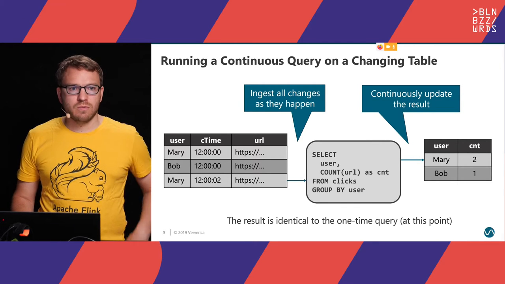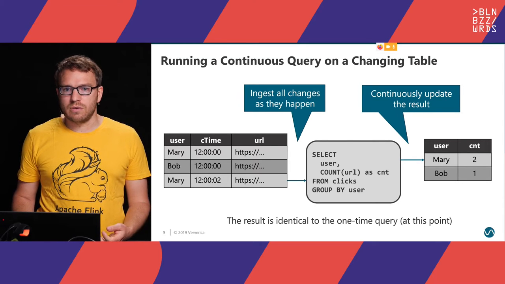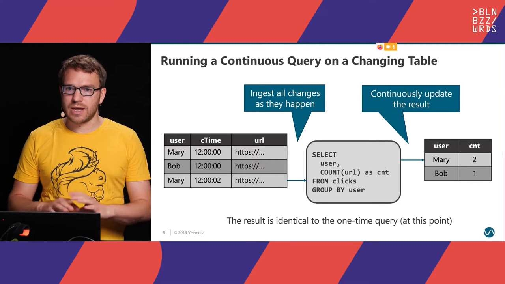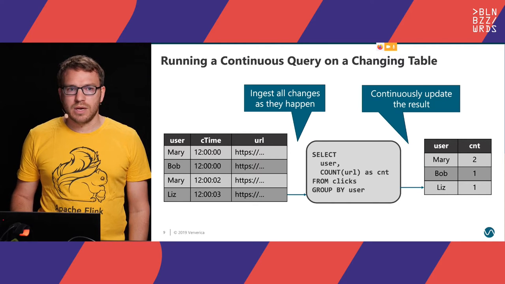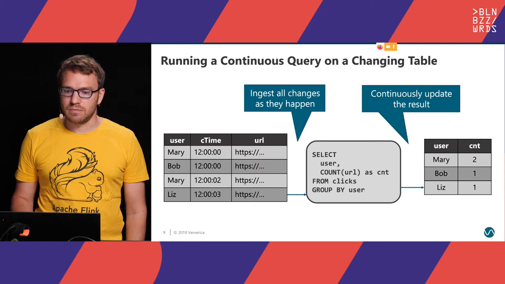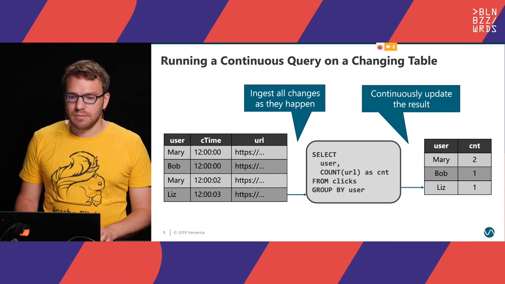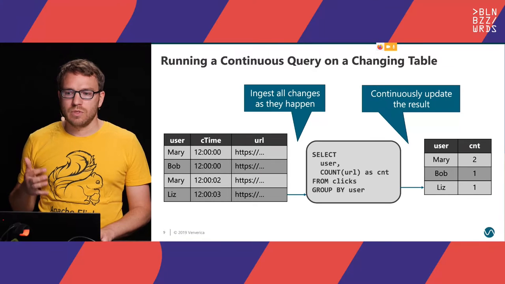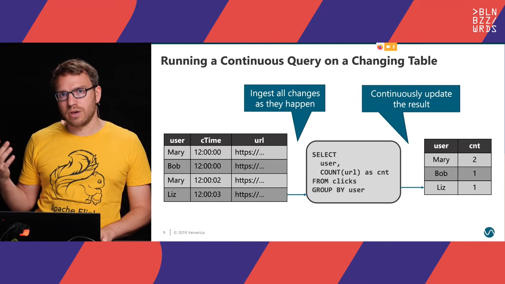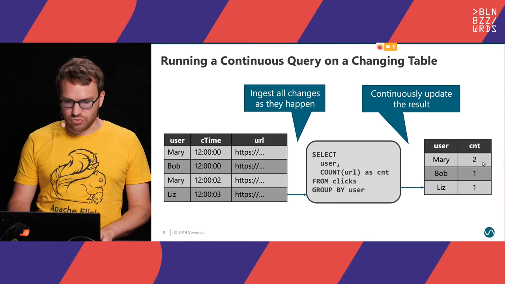At this point in time, the result of the query is exactly the same as the query that we run on a snapshot that had exactly the same data as the table right now. And if we now add one more row, then this update is also reflected in the table. So by this small demo, I wanted to show that you can have the same semantics for SQL queries regardless of whether you evaluate them once on a snapshot of data or continuously on newly arriving data.